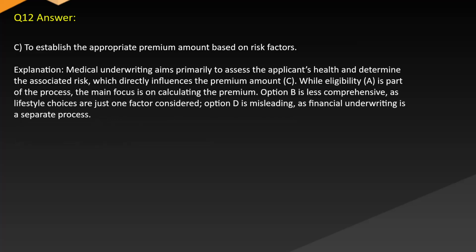Answer: C. To establish the appropriate premium amount based on risk factors. Explanation: medical underwriting aims primarily to assess the applicant's health and determine the associated risk, which directly influences the premium amount. C. While eligibility A is part of the process, the main focus is on calculating the premium. Option B is less comprehensive as lifestyle choices are just one factor considered. Option D is misleading as financial underwriting is a separate process.